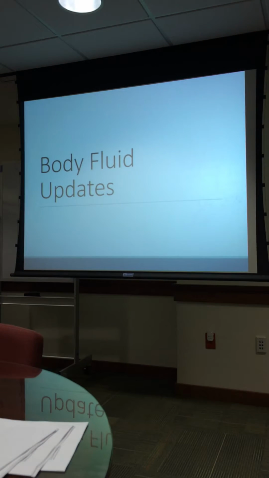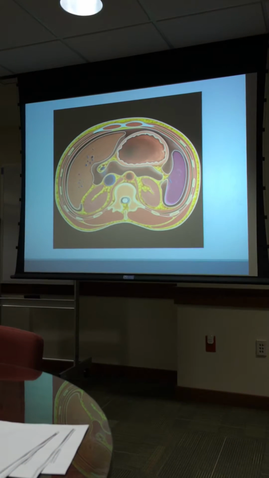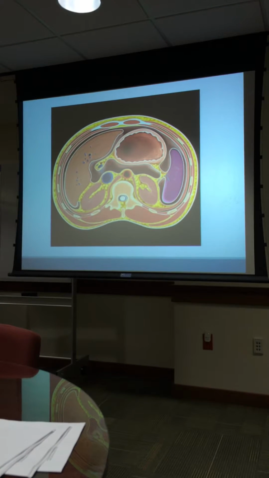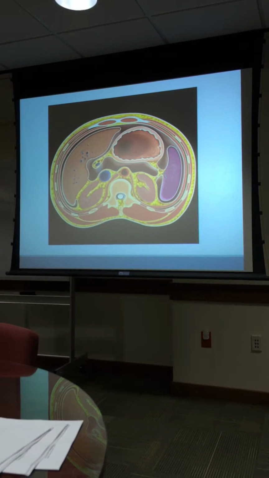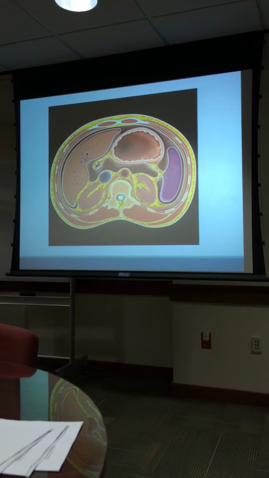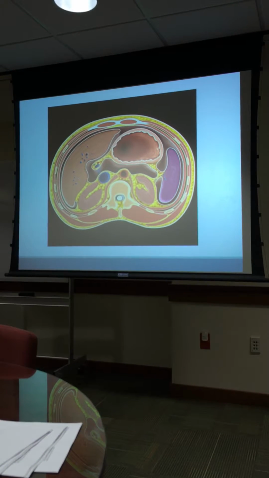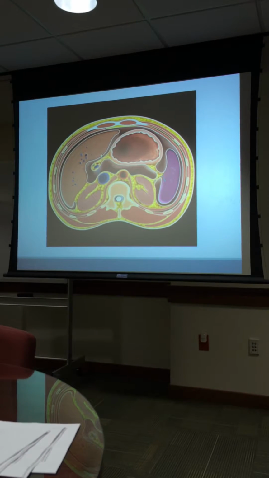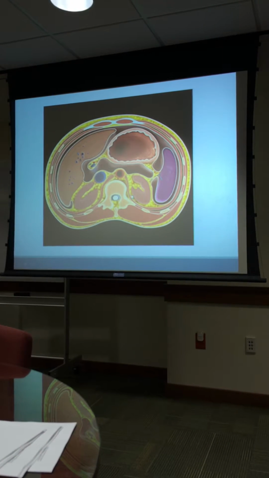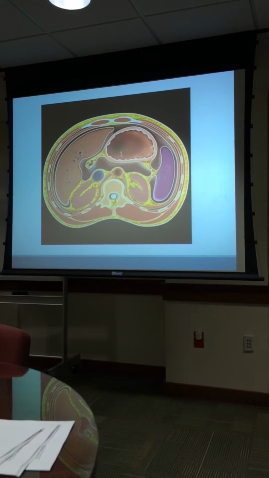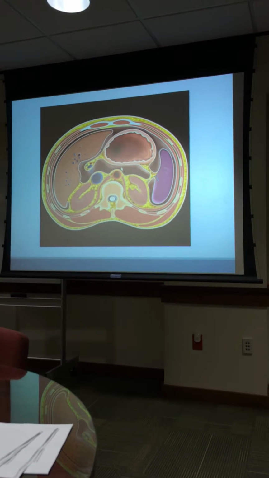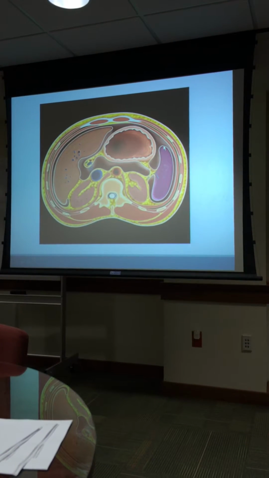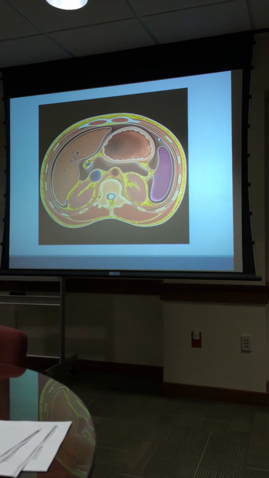Okay, body fluid update. So just to review the different types of body fluids, the main ones that I'm going to talk about are, well, I'm not going to talk about pericardial, but the pleural and the ascites, or the abdominal cavity fluid. So this is a cross-section of the abdominal cavity with the liver, the kidneys, the spleen, and the stomach. And this space over here, bounded by this white line, is the abdominal cavity. That's where the ascites fluid is that they're going to be tapping.